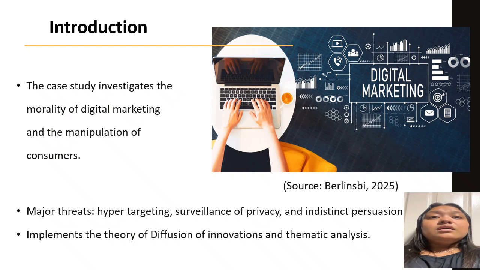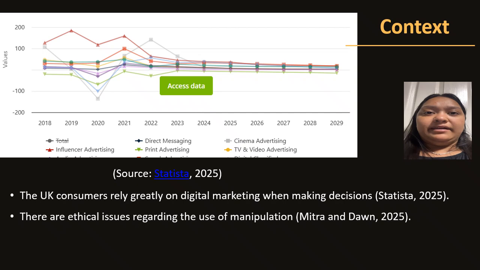Context. Now, to understand the context, we first need to recognize the strong reliance of UK consumers on digital platforms when making everyday purchasing decisions. According to Statista 2025, this reliance is growing and has become deeply embedded in the consumer experience, from personalized ads to product recommendations on social platforms. However, this increasing dependency has brought about serious ethical challenges, as Mitra and Ron 2025 point out: many current practices blur the fine line between influence and manipulation.